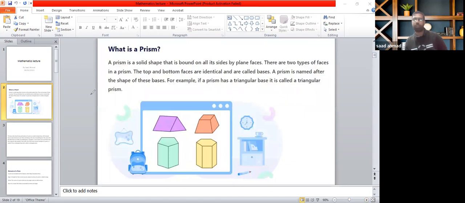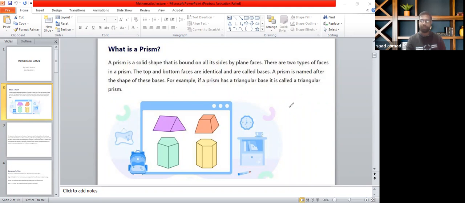Okay, so today the things that we are learning are prisms, then something with the cylinder, then volume of prisms, area of the prisms, and some practice questions. All right, so the first thing is, what is a prism? A prism is a solid shape that is bound on all sides by the plane faces.